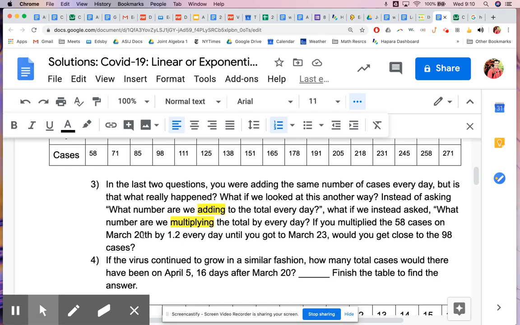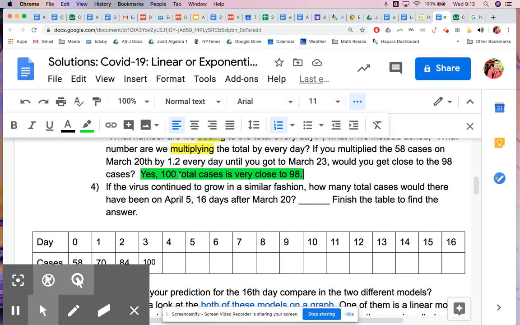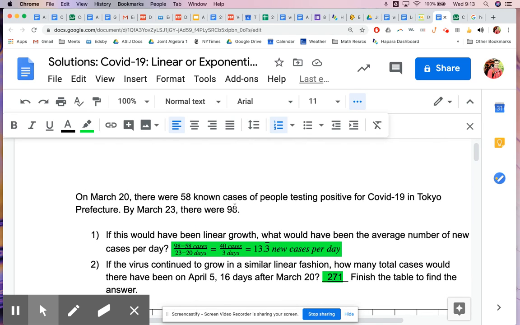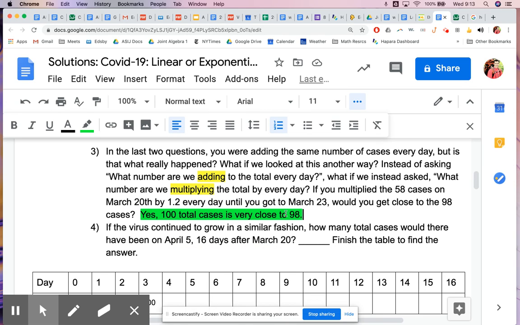So we're going to do this from March 20th to March 23rd. We're going to multiply by 1 and 2/10 3 times. Would we get close to that 98 cases? Try it out and see. When I multiplied by 1 and 2/10 3 times, I ended up with 102/10, rounded to about 100 total cases. And that is pretty close to 98. So yes, by multiplying by 1 and 2/10 every day, we actually get pretty close to the actual number that we had. We're off by a little bit, but we're pretty close with 100 total cases.